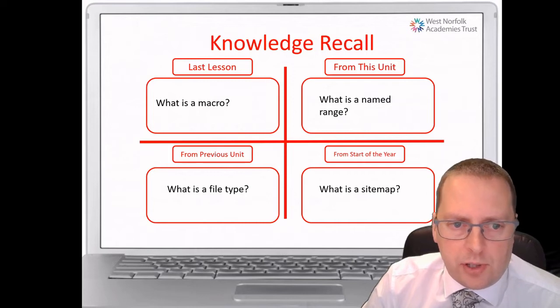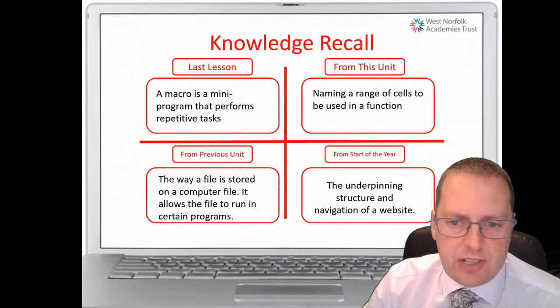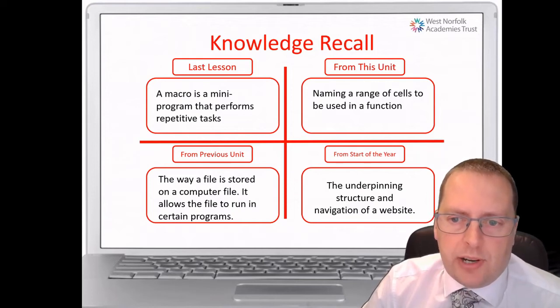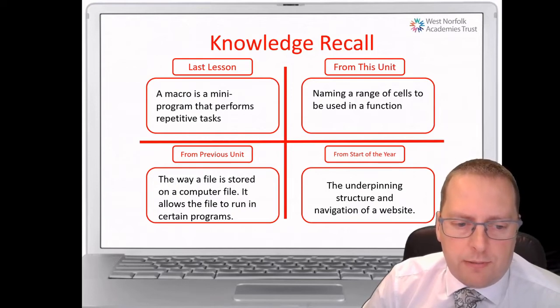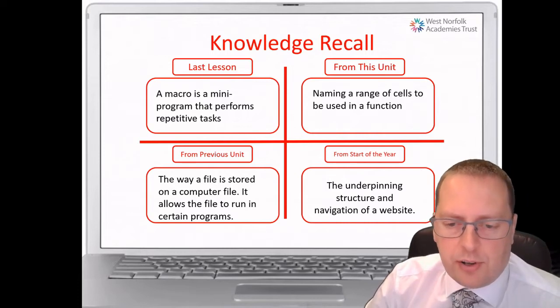Okay, the answers to those questions are here. A macro is a mini program that performs repetitive tasks. A named range is a range of cells to be used in a function. File format is the way a file is stored on a computer, and it allows the file to run in certain programs. And a sitemap is the underpinning structure and navigation of a website.